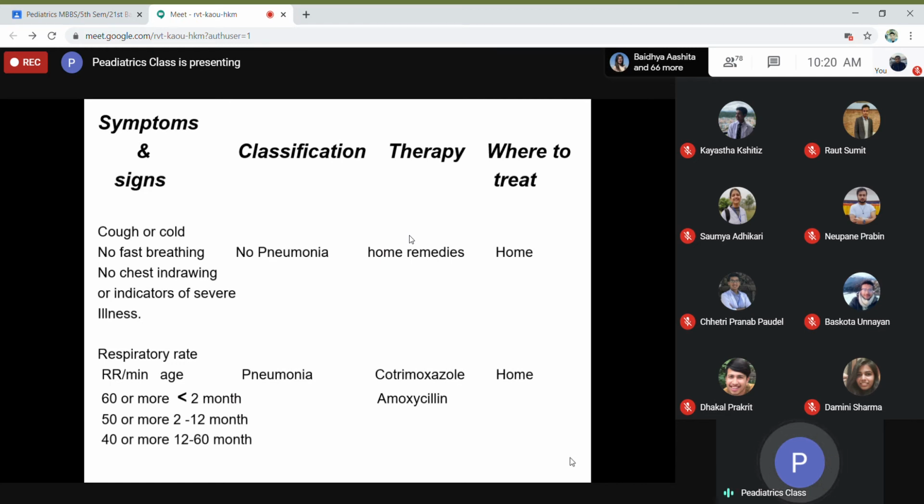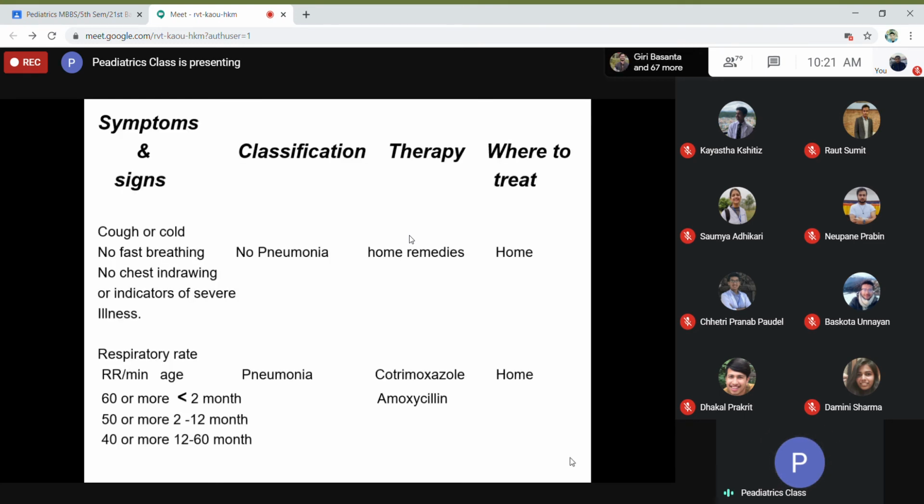If the infant is 2 months to 12 months of age, and the respiratory rate is 50 or more, that is tachypnea. If the child is 12 months to 5 years of age, a respiratory rate of 40 or more is tachypnea. If tachypnea is there with cough, you have to classify it as pneumonia, and you can treat the child with cotrimoxazole or amoxicillin.